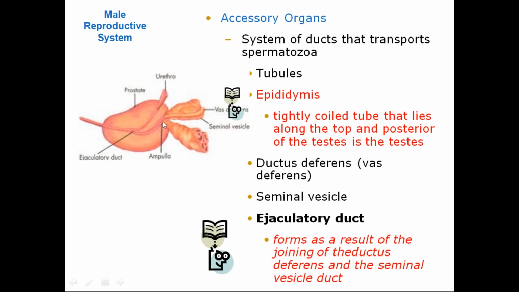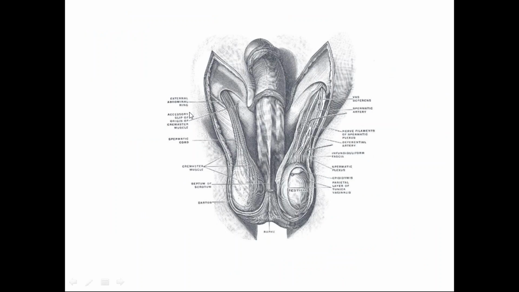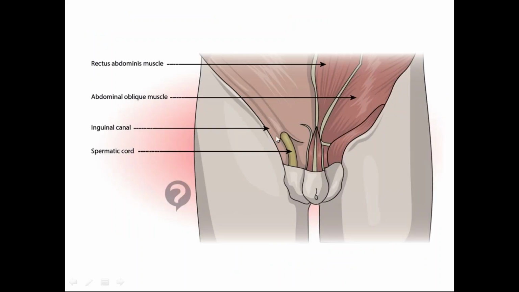And here we have the vas deferens and seminal vesicles, and they are going to form the ejaculatory duct. So from here is where the semen is coming, and it is going to join the urethra. The semen is going to be in the urethra and go out of the body. Okay, so we have the inguinal canal, and inside the inguinal canal we have the spermatic cord.